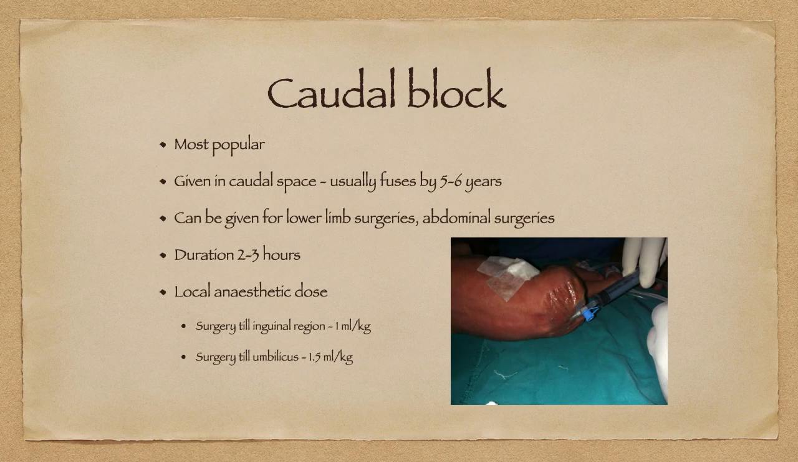Okay, so caudal block, the most popular one, is given in the caudal space, which usually fuses by 5 to 6 years. It can be given for lower limb surgeries and abdominal surgeries. It will act for 2 to 3 hours. For local anesthetic dose, for surgery till the inguinal region, you can give 1 ml per kg. For surgery till the umbilicus, you should give 1.5 ml per kg.